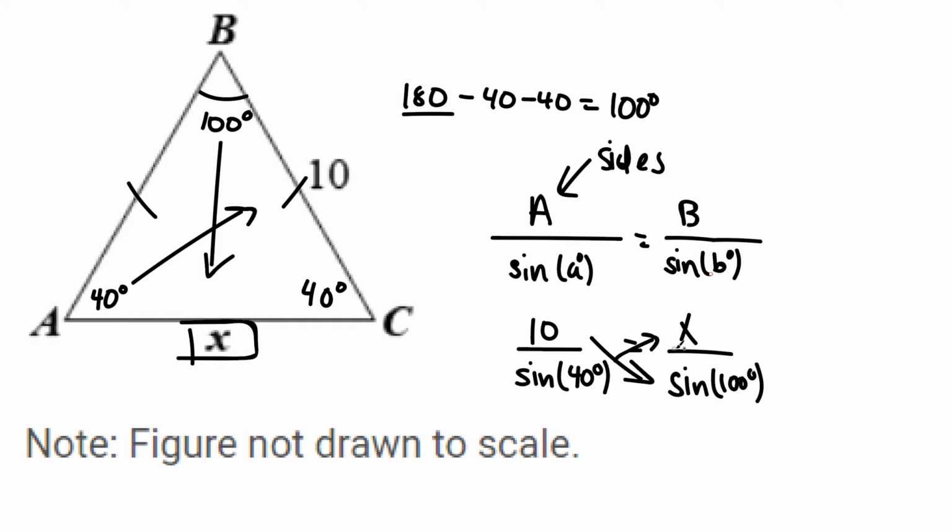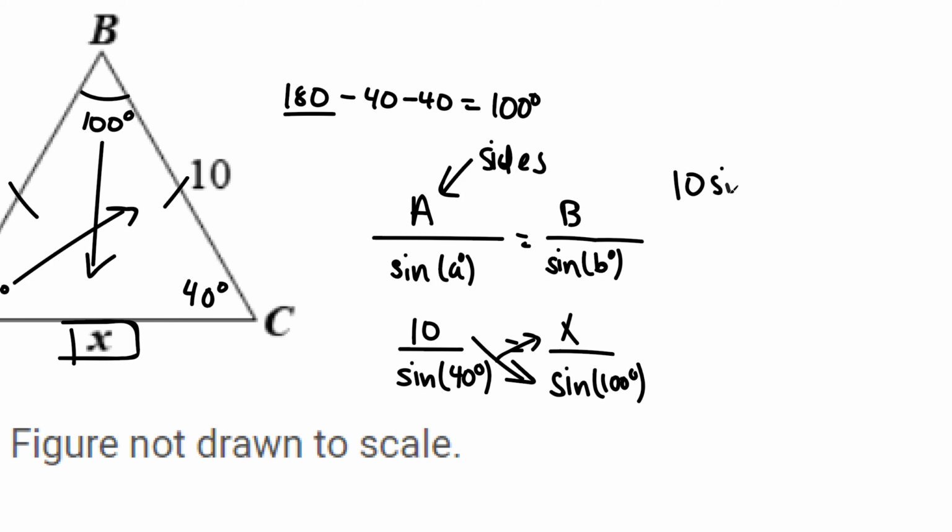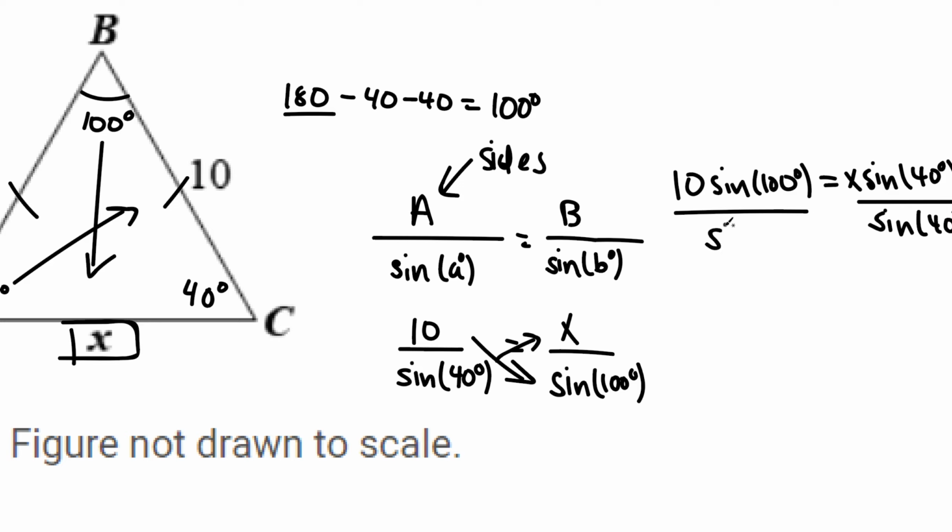So if we cross multiply, we get 10 sine 100 degrees is equal to X sine 40 degrees. And then we just divide by sine 40 degrees to get X. And this we could just simply plug into the calculator. So if I pull out my calculator, we get 10 sine 100 over sine 40, and make sure that your calculator is in degree mode, because in radians it'll give something completely different. So then we have 15.32 as our answer.